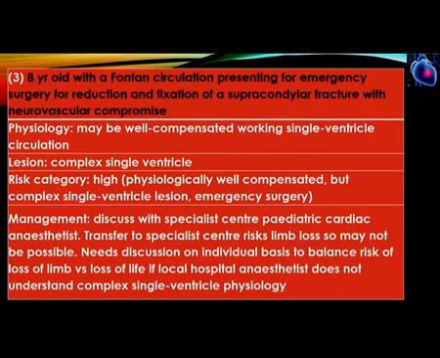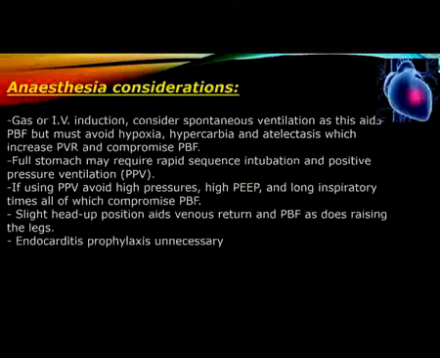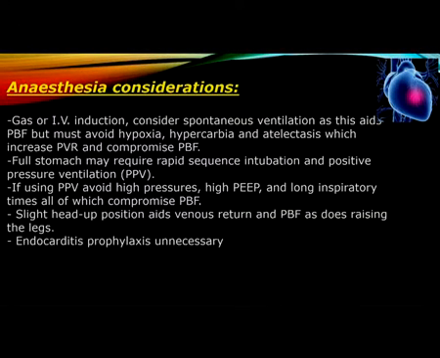The 8-year-old with a Fontan circulation presenting for emergency surgery for reduction and fixation of a supracondylar fracture with neurovascular compromise. So this is a major procedure and carries a high risk. For anesthesia considerations: gas or IV induction, consider spontaneous ventilation as this aids pulmonary blood flow, but must avoid hypoxia, hypercarbia, and atelectasis, which increase PVR and compromise pulmonary blood flow. Full stomach may require rapid sequence intubation and positive pressure ventilation. If using positive pressure ventilation, avoid high pressure, high PEEP, and long inspiratory times. Slight head-up position can aid venous return and pulmonary blood flow, and so does raising of the legs. Endocarditis prophylaxis is not used.